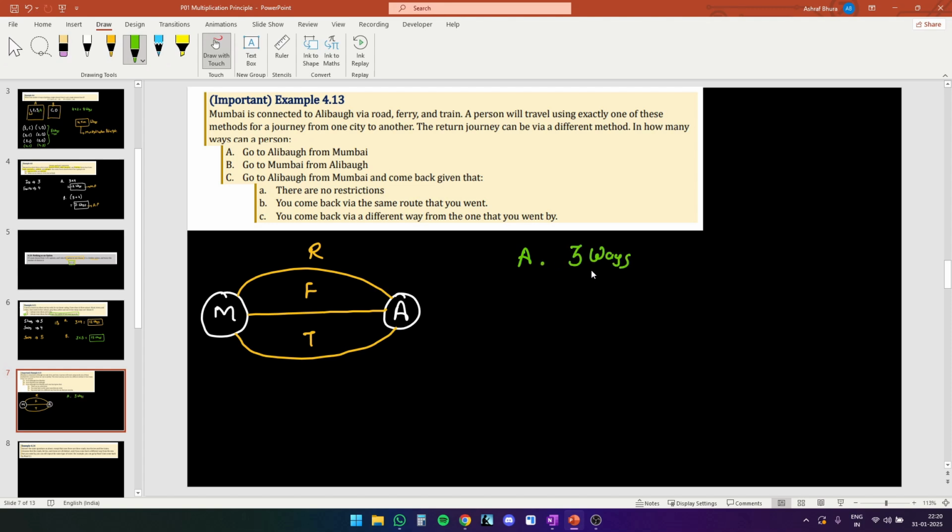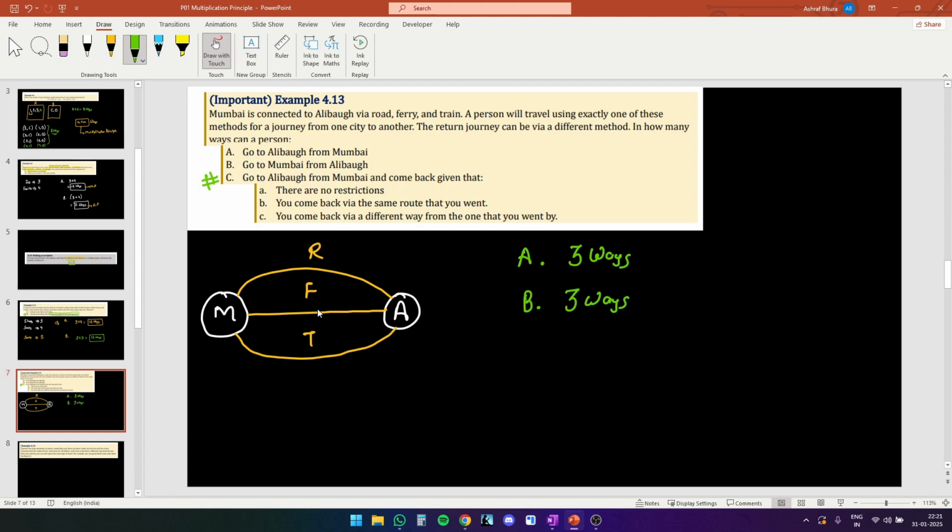Simple, 3 ways. Second, go to Mumbai from Alibag. From Alibag also I have 3 choices. So for the second part, the answer is the same, 3 ways. Third part is interesting. Going to Alibag from Mumbai and coming back. You have to go to Alibag and come back as well.